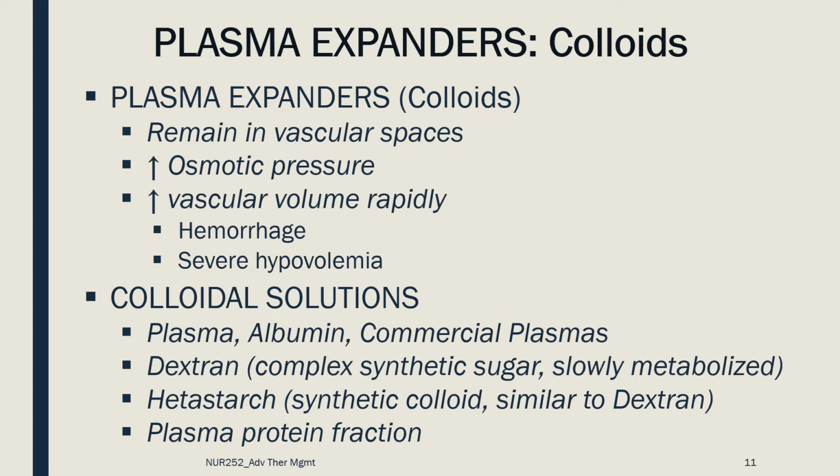Number 3, hetastarch, can cost up to 50% less than human albumin. It must be used cautiously in patients with CHF, renal failure, or bleeding disorders. Again, it's due to its anticoagulant effect. And last, plasma protein fraction. It is a solution of particular proteins removed from blood plasma used to increase blood volume.